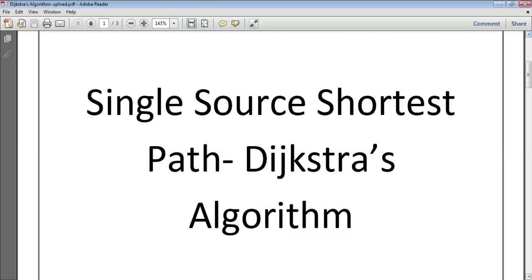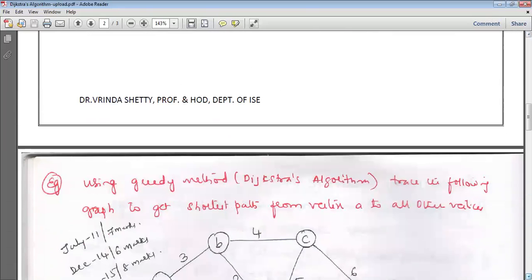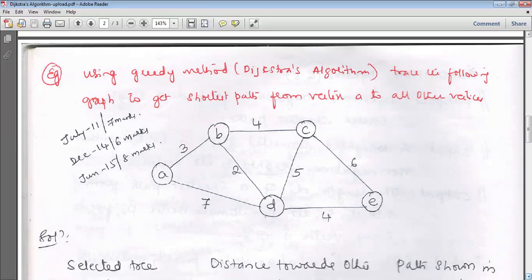So here we'll see one problem based on Dijkstra's algorithm. It is a greedy method. This has been asked three times recently in three of the BTU question papers. The marks variation is there. Once it was asked for 7 marks, 6 marks, and 8 marks. So now we'll see this problem.